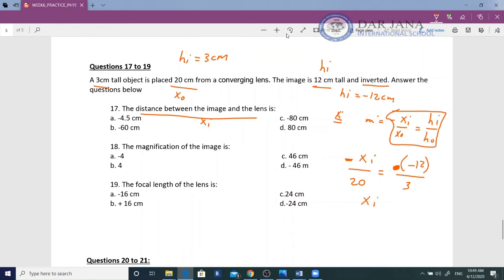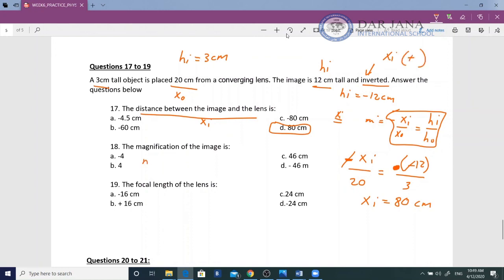So the answer here would be XI, negative goes with negative, is 80 centimeters. Positive 80. Since it is a real image, inverted means XI should give you a positive value.